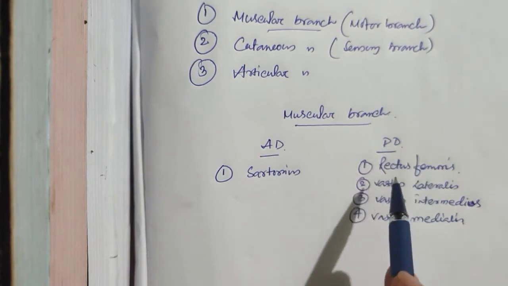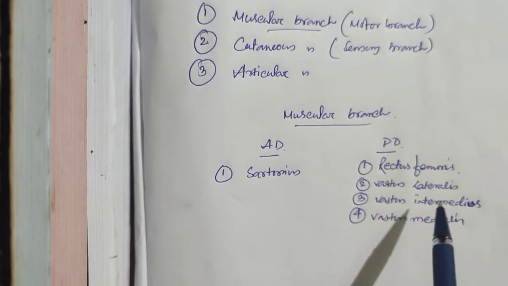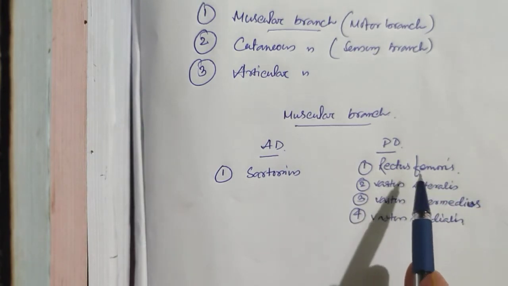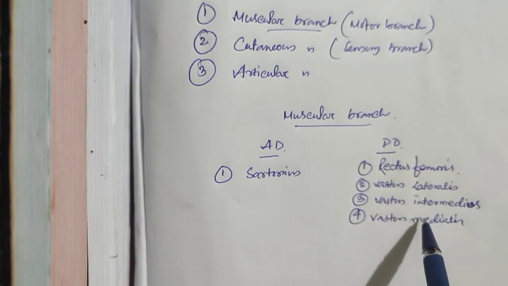So the posterior division supplies this muscle. This is the quadriceps group of muscle. That means rectus femoris muscle, vastus lateralis muscle, vastus intermedius muscle, and vastus medialis muscle. I have already discussed the muscles of the anterior compartment of the thigh.